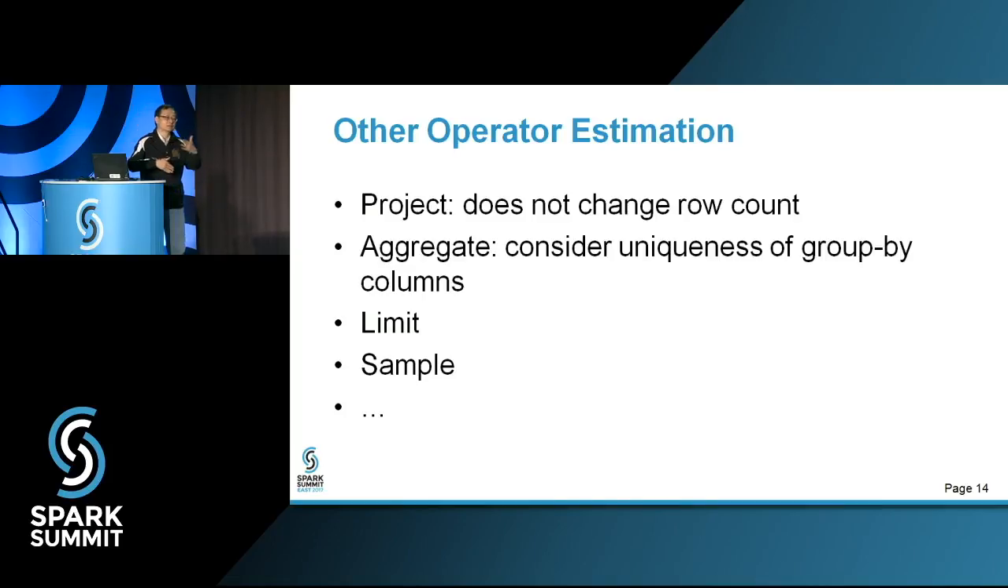So at this point, I have talked about how we collect statistics and how we get cardinality for each operator. Now Zhenhua is going to talk about how we utilize this information, how we enumerate the different physical plans, and then choose the lowest cost query plan. So here you go, Zhenhua.